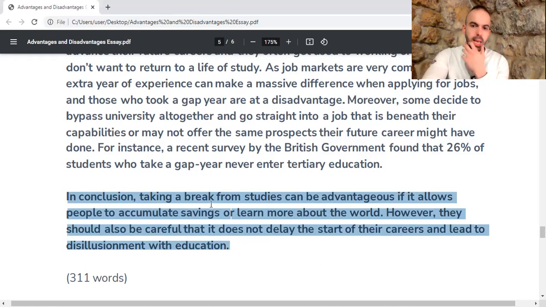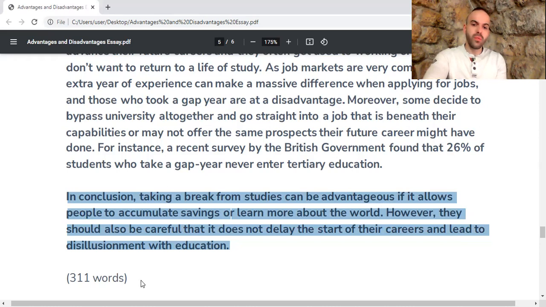In conclusion, taking a break from studies can be advantageous if it allows people to accumulate savings or learn more about the world. However, they should also be careful that it does not delay the start of their careers and lead to disillusionment with education. Disillusionment means a feeling of surrender or disappointment. That's the meaning of disillusionment, okay? It's a beautiful noun. Try to use it, okay?